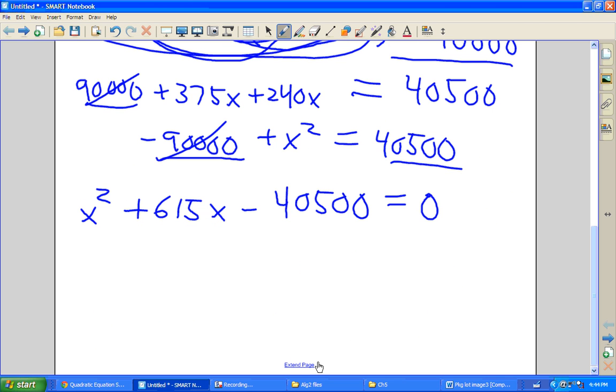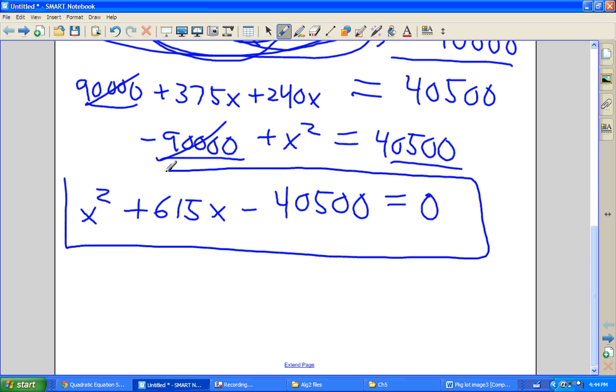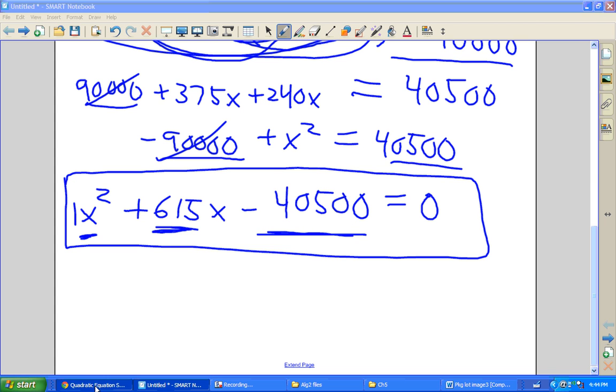Okay, so now what do we got? I've got a quadratic with one unknown. We could use the quadratic formula. That's going to be an awful lot of math. Why don't we do something differently? Take a good look at this. X squared, A is 1, B is plus 615, C is minus 40,500. Let's just remember this and go to the internet.